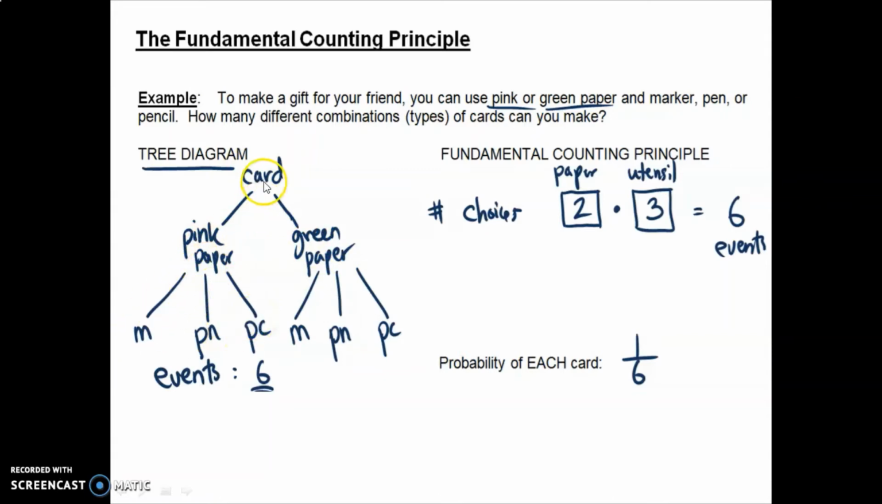So you can see now there are 6 paths that you could follow to their end. So there are 6 possible events here, or 6 possible outcomes. So that is all the possibilities.